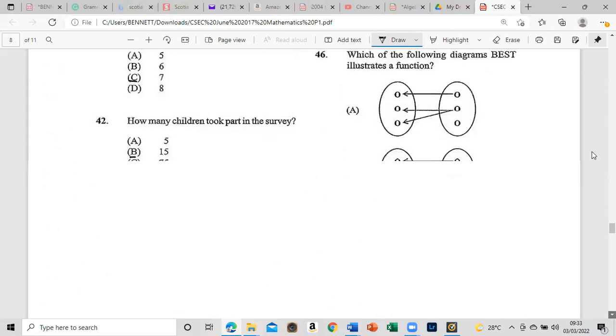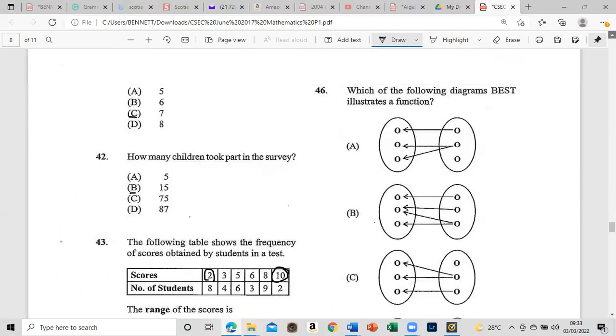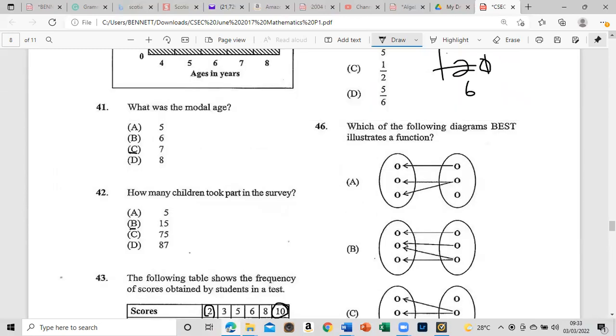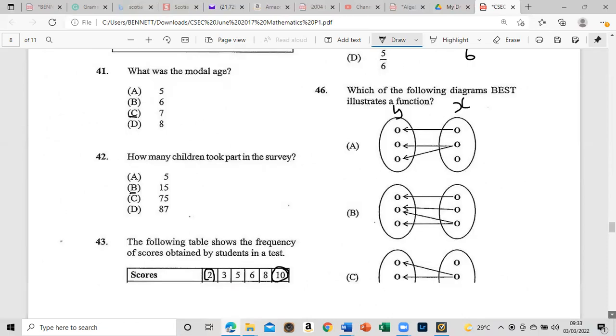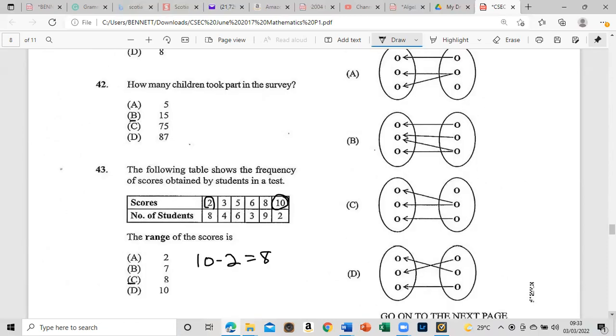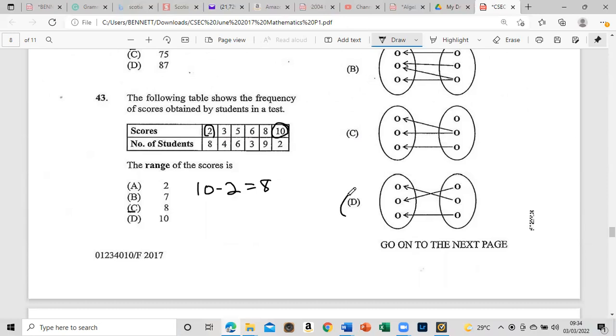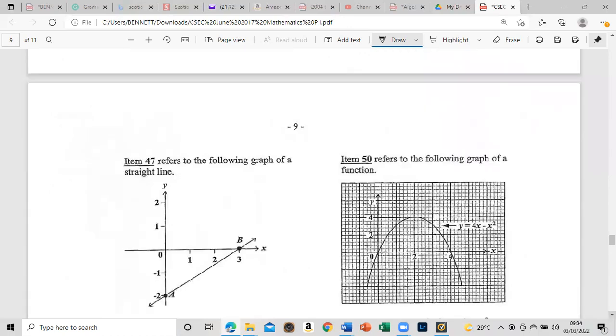46. Which of the following diagrams best illustrates a function? Alright, so I guess they're coming from the x to the y. This is not a function. 1 x to 1 y. 2 x, 1 x to 2 y, yes. 1 x, 1 x, no, it can't be b either. So it will be the last one. Right? Let's move on. Almost at the end, guys.